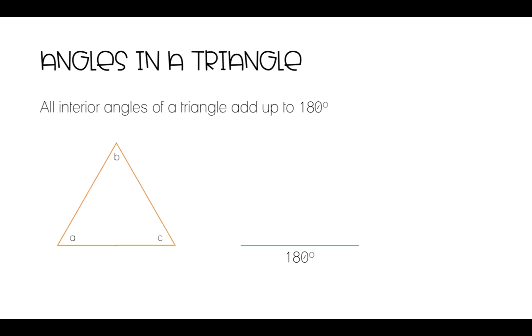So let's begin today by looking at the value of interior angles. If we were to take each of these corners of our triangle and put them together like so, we would find that they add up to 180. So if we know two of our angles, we can work out the third by finding the difference and adding them to 180.